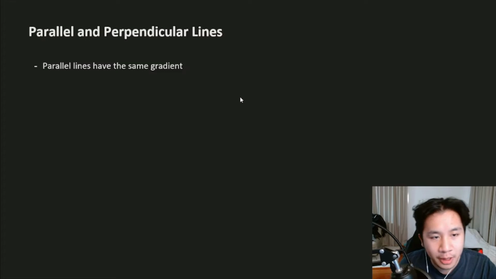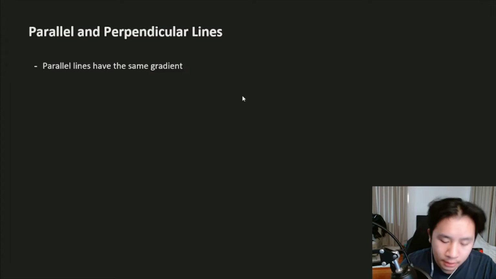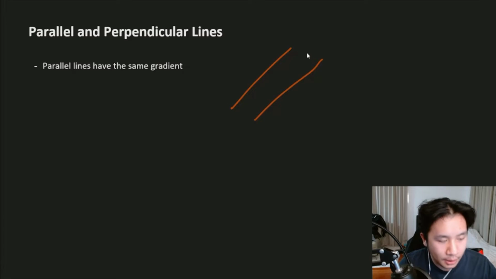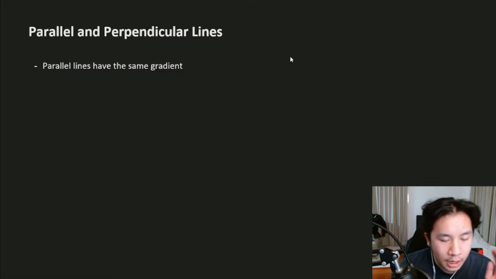Today we'll be talking about parallel and perpendicular lines. So everyone should know what a parallel line is. They're just two lines that don't meet. A key thing to note is that parallel lines have the same gradient. That's all you need to know.